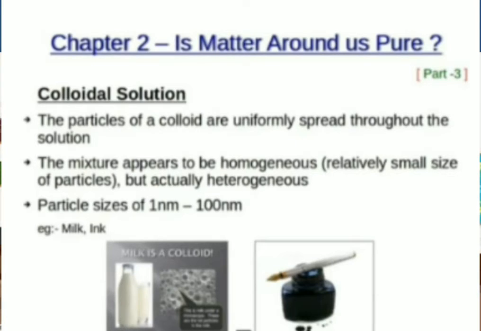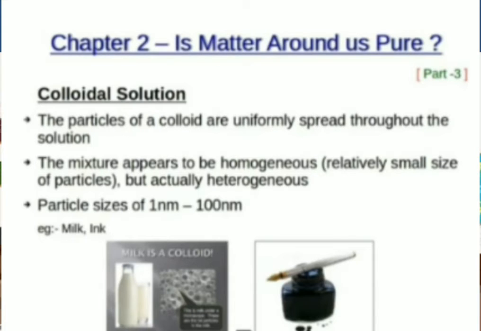The size of particles in a colloidal solution will be 1 nanometer to 100 nanometer. That is the difference between a solution's particle size and the colloidal particle size. In a solution, the particle size will be less than 1 nanometer. But in the case of a colloidal solution, the particle size is between 1 nanometer and 100 nanometer.